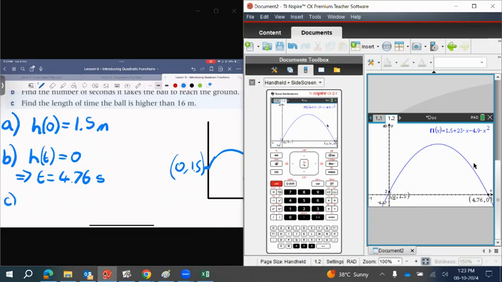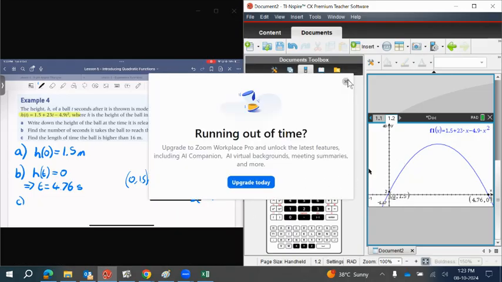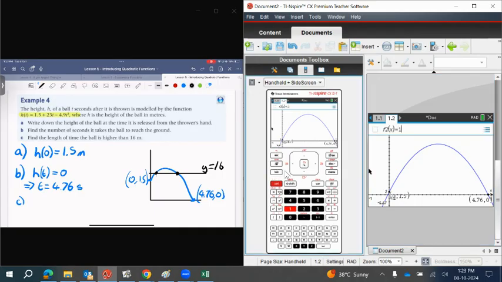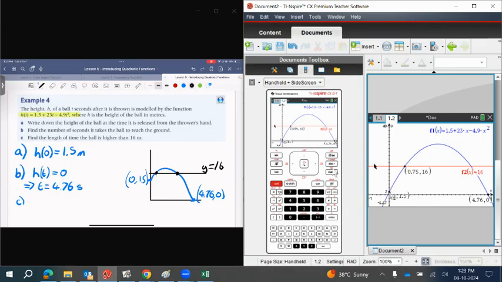And then C. Find the length of time the ball is higher than 16 meters. This one causes difficulty. So what we need to do for this one is draw a line across here like this and find these 2 points here and here. So this is the line y equals 16 meters. We can do that on the graphing calculator. We press tab and type in 16. And then we can find those 2 points, analyze. We want to find the intersections. Menu, analyze graph, intersection.